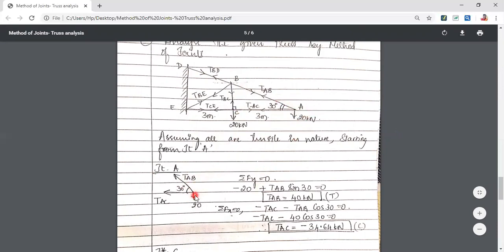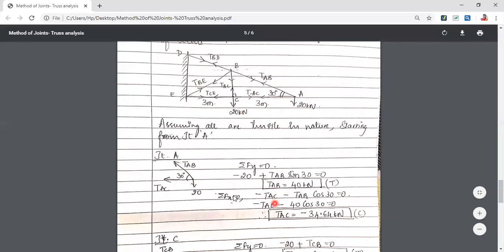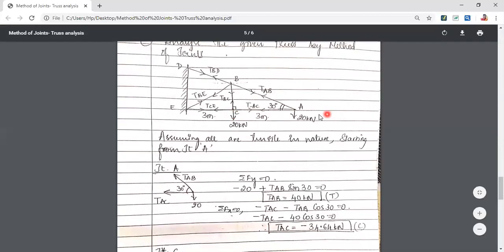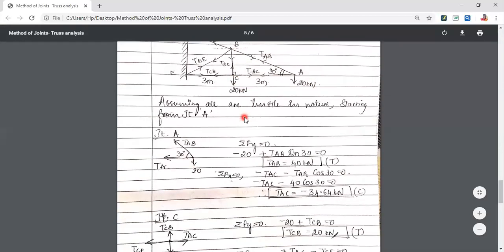To this joint, I'll apply summation Fy equal to 0. So TAB and the 20 component comes into the picture. I get the value of TAB. Then apply summation of Fx, TAB cos and TAC. Substitute, I get the value of TAC. Once joint A is done, take B or C, any of your choice.